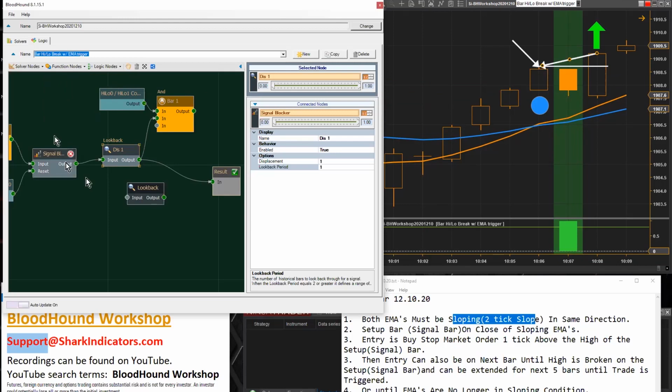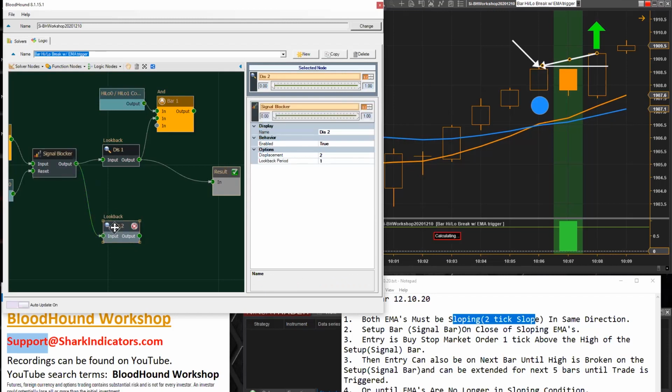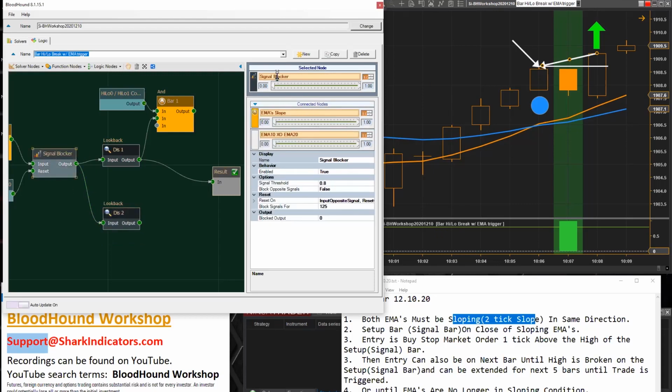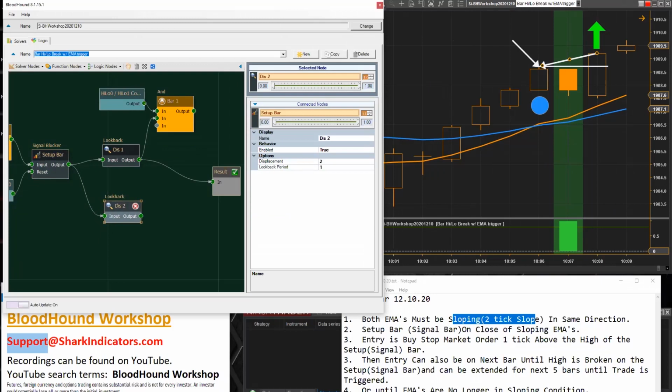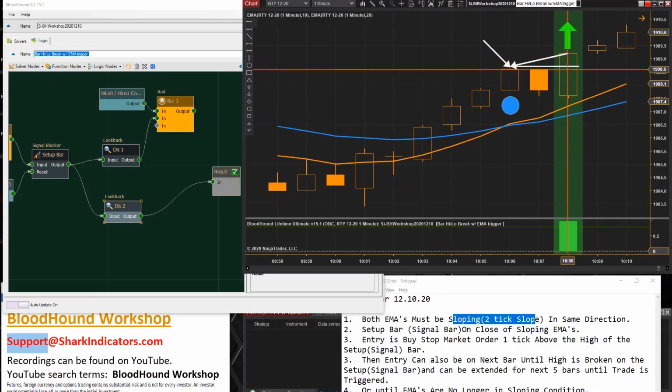So we're going to need another look back node. This time the displacement will be set to 2, like so. Let's plug in our setup bar signals, and we can actually rename this signal blocker to setup bar, right? So that's what's coming out of our signal bar. That's what, I'm sorry. There's a lot of tongue twisters here. So what's coming out of our signal blocker is the setup bar. So our look back node, now this other one here, right? It's now identifying the next bar to test, right?